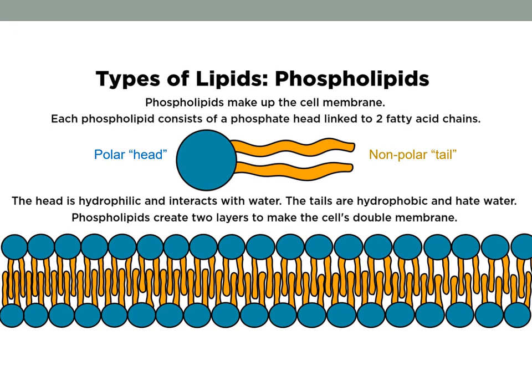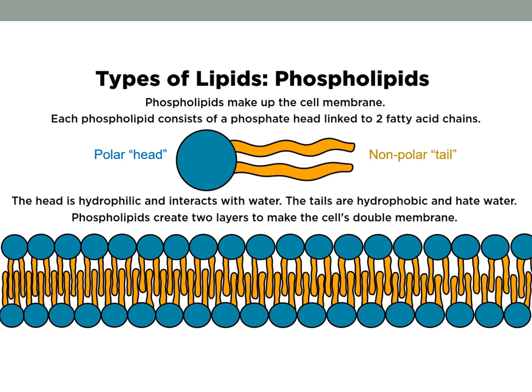Those fatty acid tails. So it's kind of like a chimera. You have two different things together. And what's cool about that is you can do a lot of different things with it. And what we do with it in our bodies is we use this. This is the primary component of our cell membranes, which are called plasma membranes.